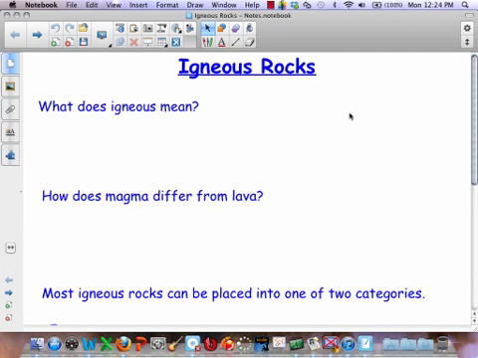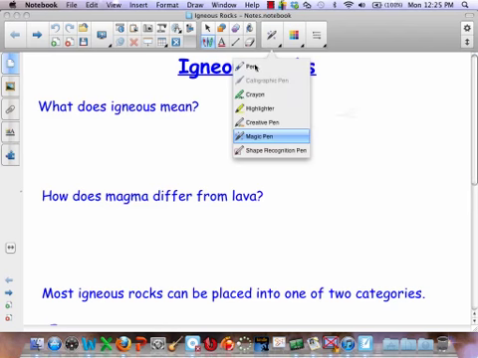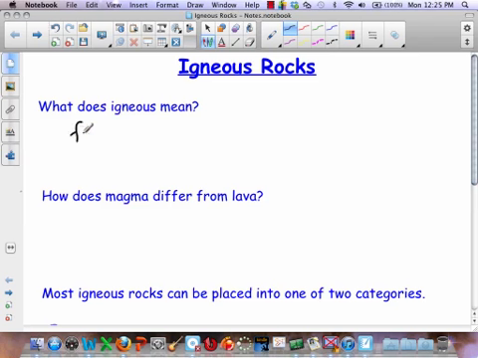What does igneous mean? When the rock is formed from lava, yeah. It's basically fire rocks. Think about the word ignite. Ignite means to catch on fire, right? So when we think about igneous, it basically means from fire.